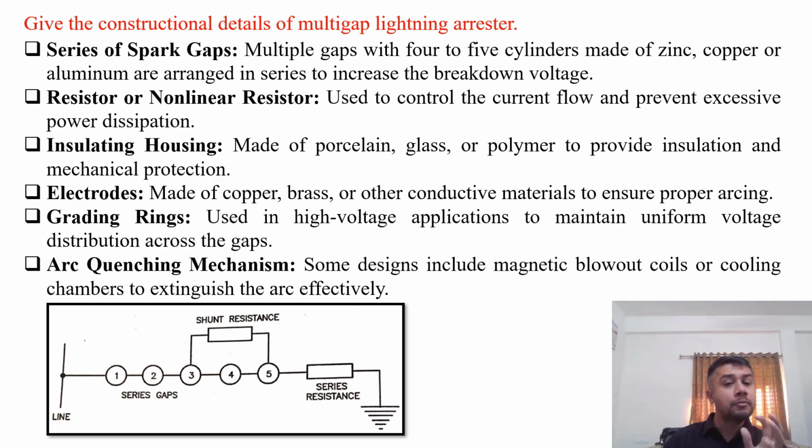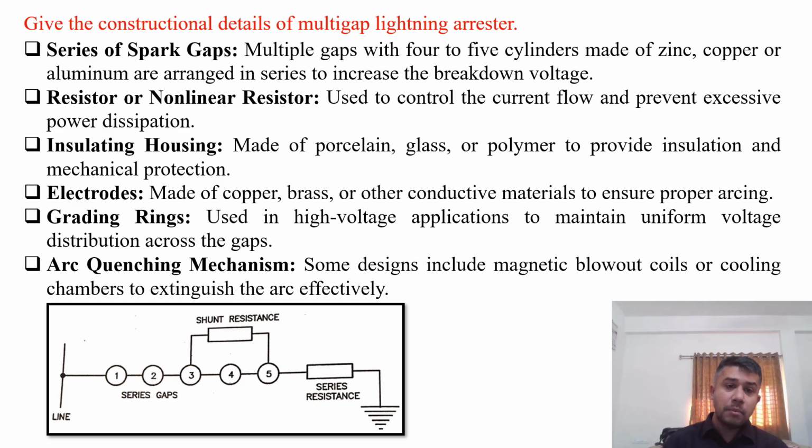So there are a series of spark gaps. These multi-gaps with 4 or 5 cylinders made up of zinc, copper or aluminum are arranged in a series to increase the breakdown voltage. Resistor or non-linear resistor: used to control the current flow and prevent excessive power dissipation, we require resistors or non-linear resistors, either made up of a semiconducting material or using carbon resistors.